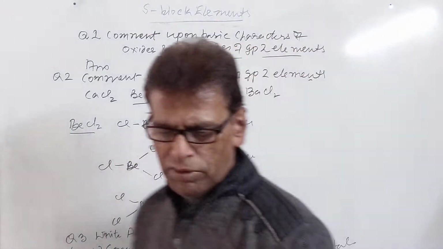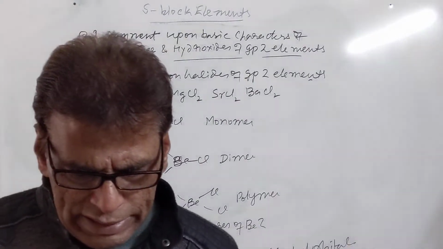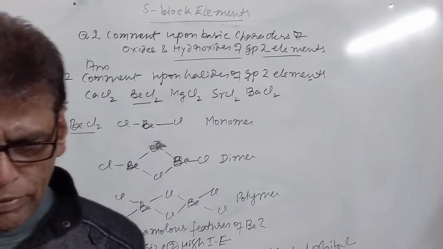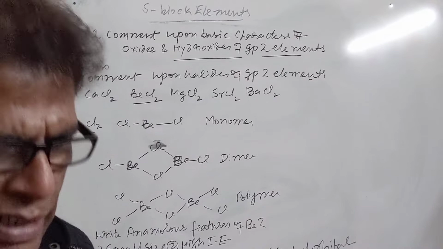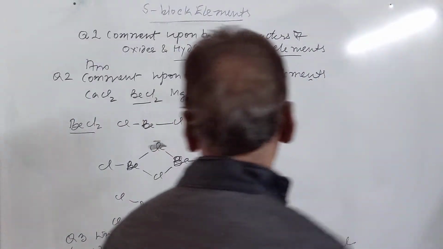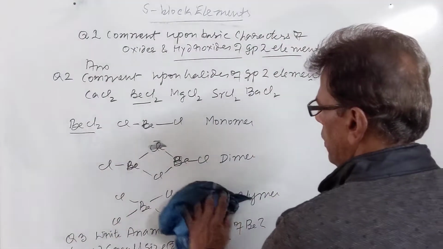So these are a few characteristics which are very peculiar on the part of beryllium. It does not give color to the flame due to its small size and high ionization energy. It is not capable of exciting electrons of the valence shell. Then we have the question, what is diagonal relationship?